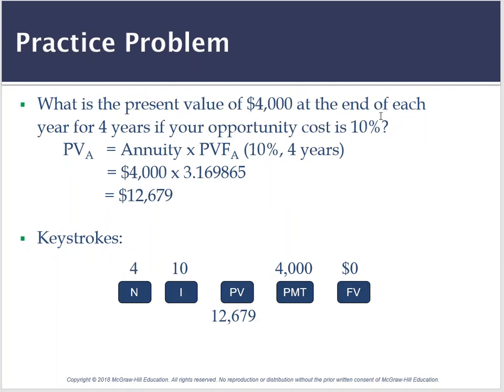Present value of $4,000 at the end of each year for 4 years, if your opportunity cost, the rate you have to earn, is 10%. Well, once again, we have $4,000 for the payment, we have a future value of 0 because all payments are captured in these 4 years. We have an annual return of 10% required return to get a present value of $12,679.